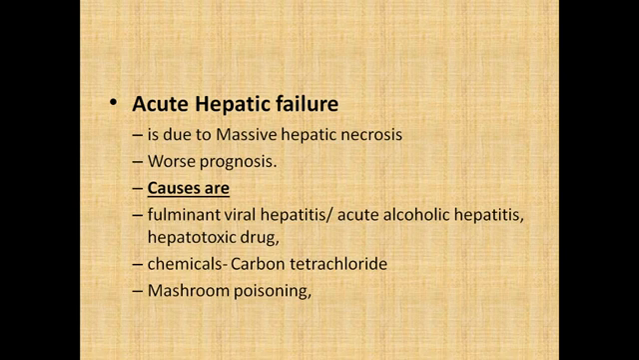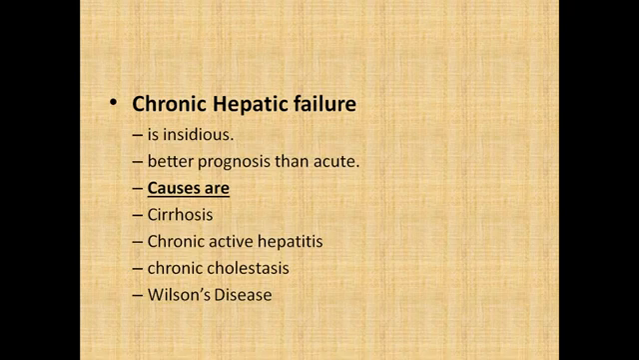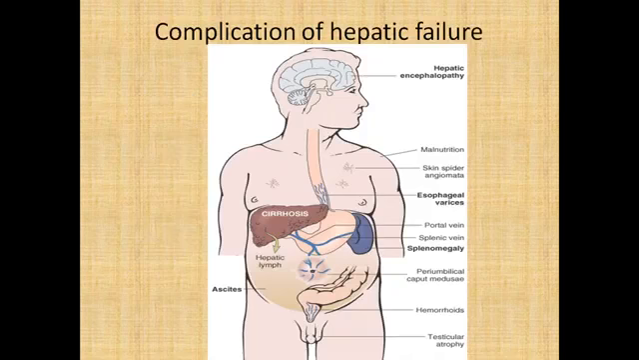Acute hepatic failure is due to massive hepatic necrosis and it carries a worse prognosis. What can be the causes of acute hepatic failure? Fulminant viral hepatitis, acute alcoholic hepatitis, some hepatotoxic drugs, chemicals like carbon tetrachloride, and mushroom poisoning. These are the various causes of acute hepatic failure. And causes of chronic hepatic failure are cirrhosis, chronic active hepatitis, chronic cholestasis, Wilson disease, and it is insidious and has a better prognosis than acute.